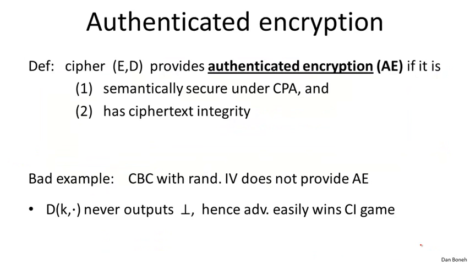So now that we understand what ciphertext integrity is, we can define authenticated encryption. We say that the cipher has authenticated encryption if, as we said, it's semantically secure under a chosen plaintext attack, and it also has ciphertext integrity. As a bad example, let me mention that CBC with a random IV does not provide authenticated encryption because it's very easy for the adversary to win the ciphertext integrity game. The adversary simply submits a random ciphertext, and since the decryption algorithm for CBC encryption never outputs bottom, it always outputs some message, the adversary easily wins the game. Any old random ciphertext will decrypt to something other than bottom, and therefore the adversary directly wins the ciphertext integrity game. So this is just a trivial example of a CPA secure cipher that does not provide authenticated encryption.